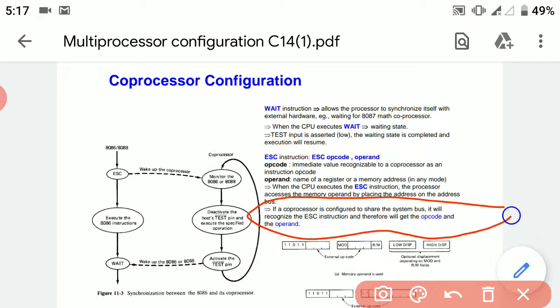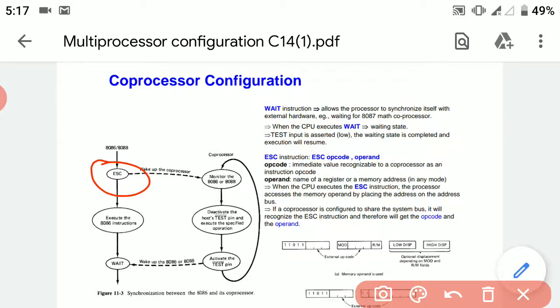If a coprocessor is configured to share the system bus, it will recognize the ESC instruction and therefore get the opcode and operand of different instructions. After this, the ESC instruction wakes up the coprocessor, and now the coprocessor will prepare itself to do the numeric work which has been allocated by the 8086 processor.